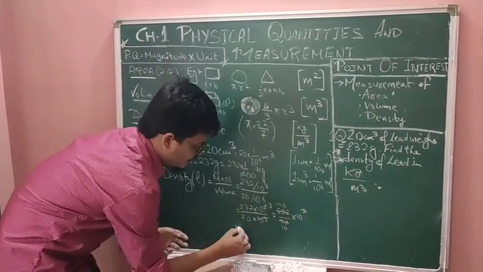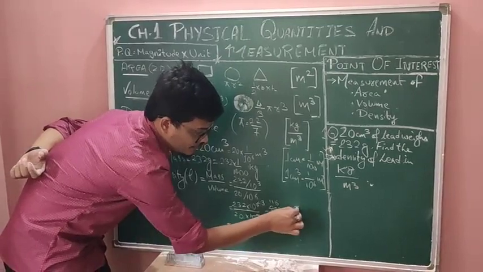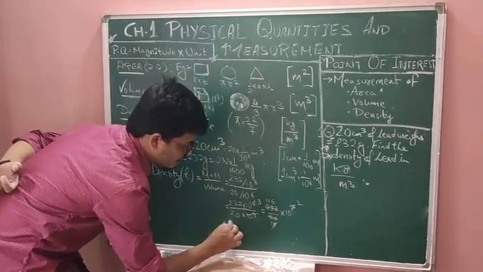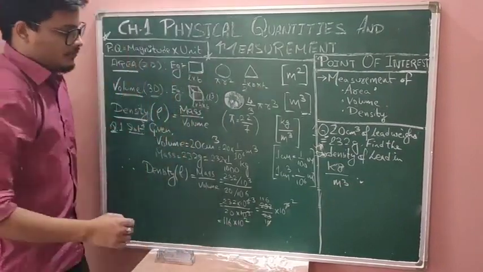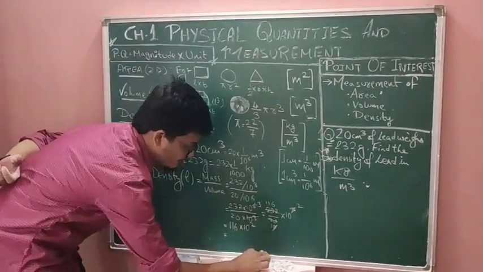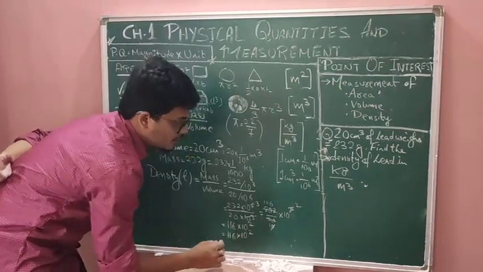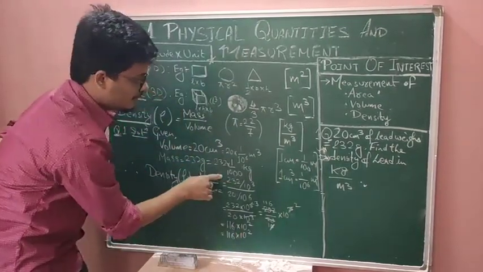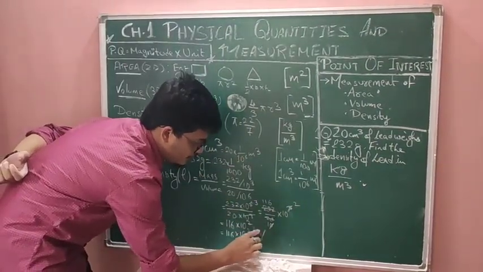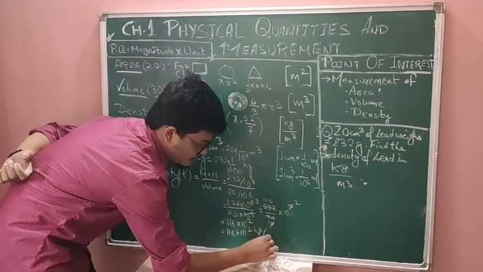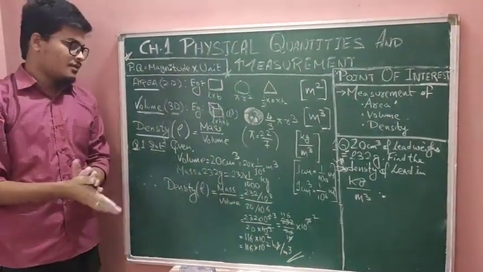So I can cut this 0 also over here. This 0 is left with it. So I can write 10 to the 2. So we will get 116 into 10 to the 2. Mass we calculate in kilogram and volume in meter cube, so the unit is kilogram per meter cube. This is the final answer. Very easy. Clear?